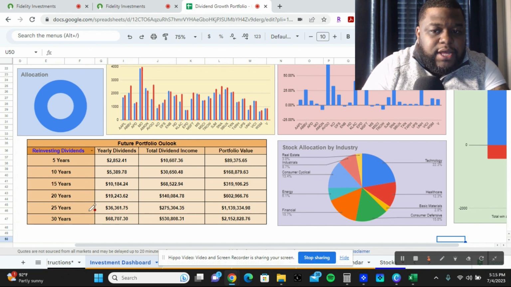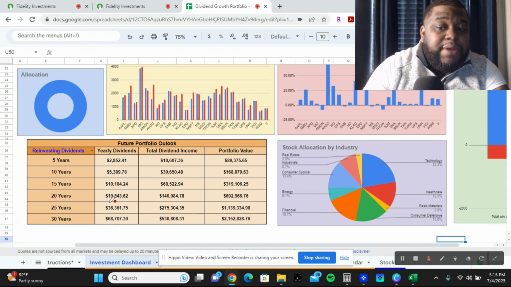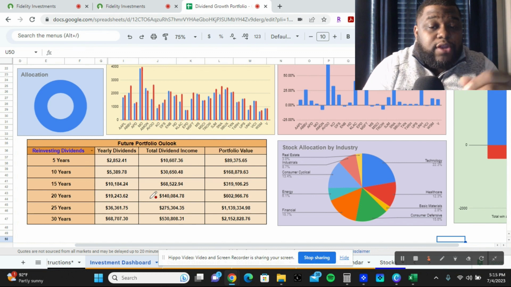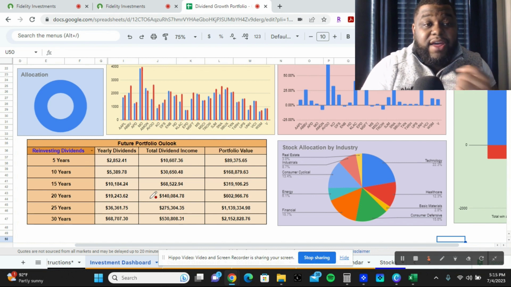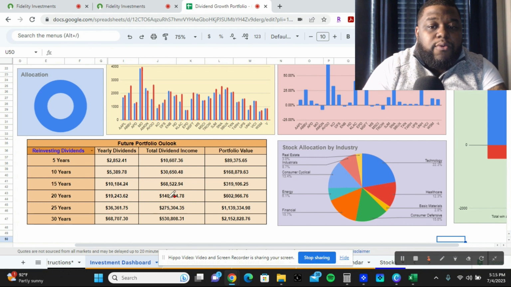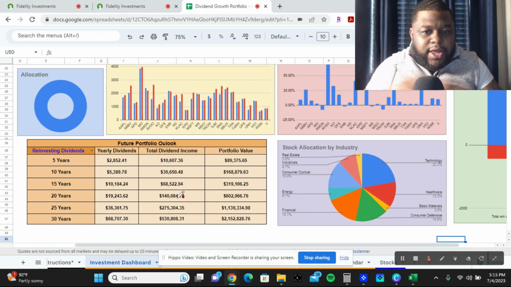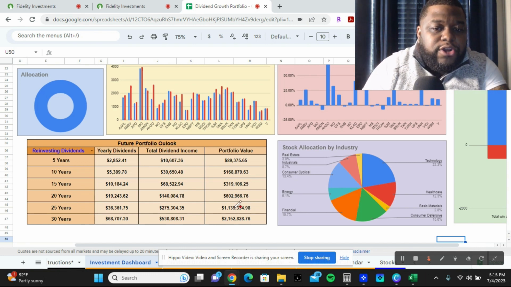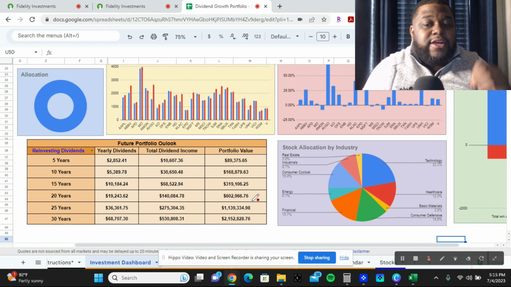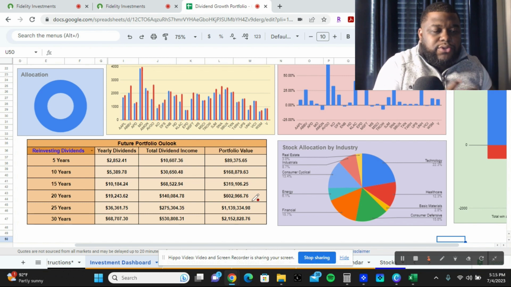If I didn't do anything else and just let my portfolio grow for 20 years, my yearly dividend income would be $19,000. The total dividend income the portfolio would have paid me throughout the 20 years would have been $140,000, but it would have been reinvested back into the portfolio. That's why you would have seen the growth. And in 20 years, my portfolio balance would be $600,966.76.